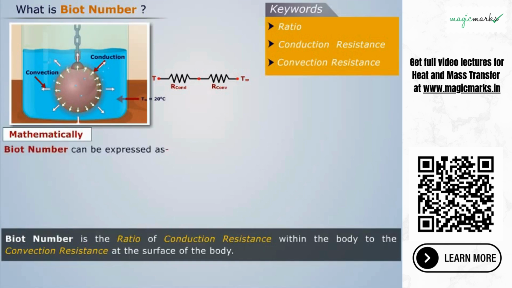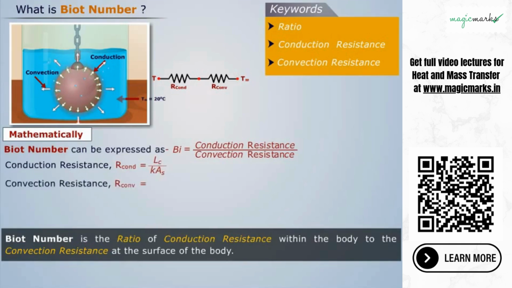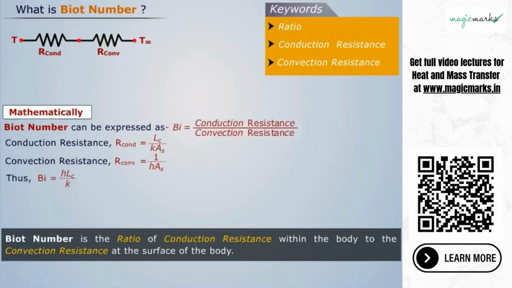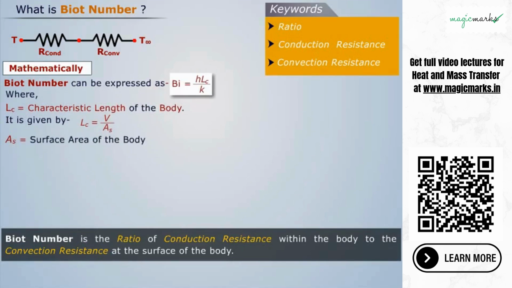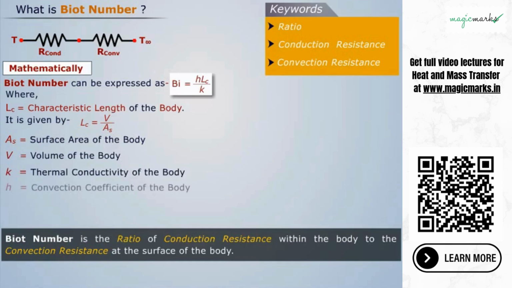Mathematically, Biot number can be expressed as, where the conduction resistance is, and the convection resistance is. Thus, the Biot number will be, where LC is the characteristic length of the body and is given by, AS is the surface area of the body, V is the volume of the body, K is the thermal conductivity of the body, and H is the convection coefficient of the body.